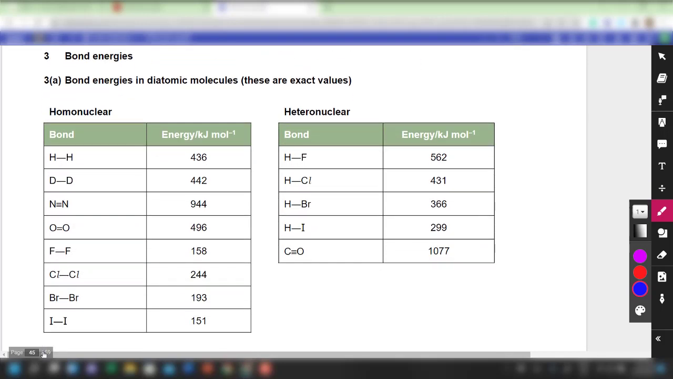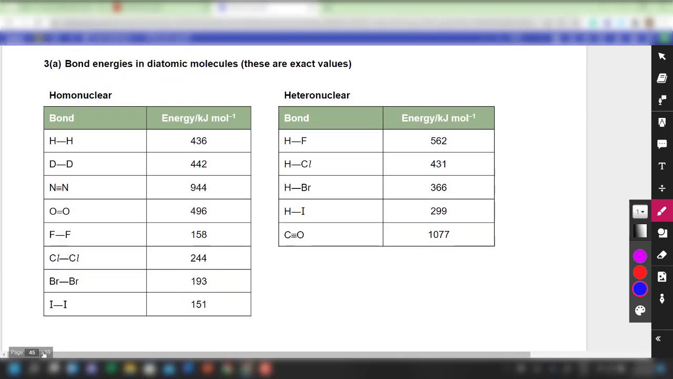Section 3, bond energies. Yeah, so do take note of how the data are being arranged, because sometimes students panic a little bit. For the data on bond energies, they are arranged as number 1, diatomics. Diatomics meaning their exact values. How do you know their exact values? Well, because these are the actual bond energies of these elements or compounds. Okay, so these are exact values.